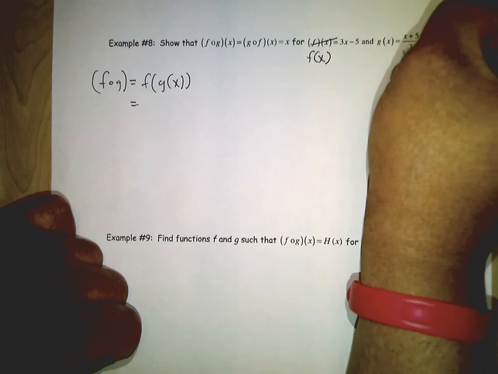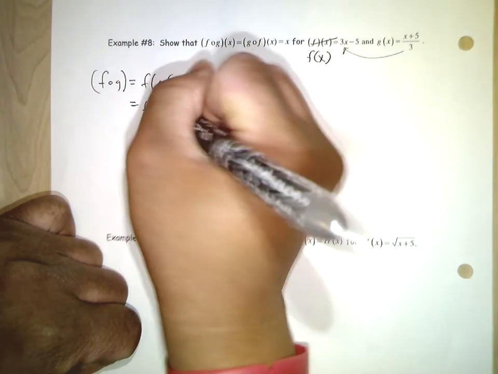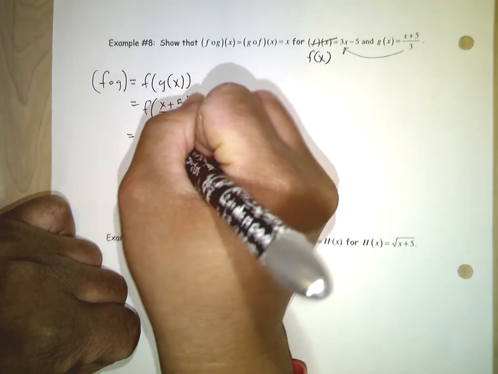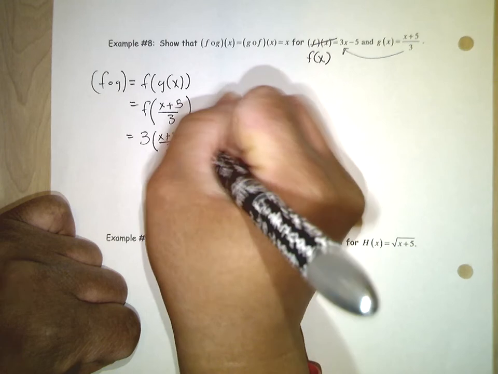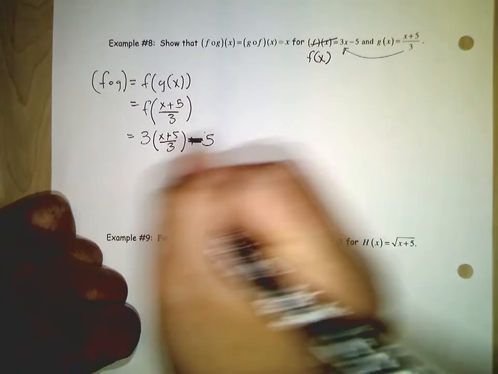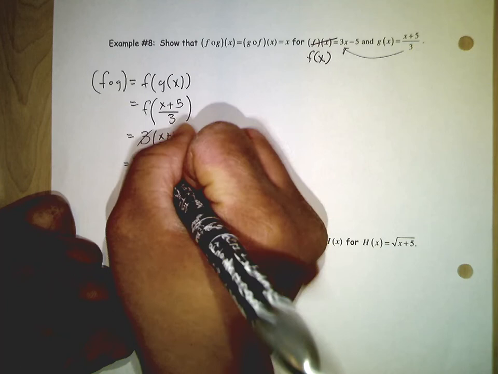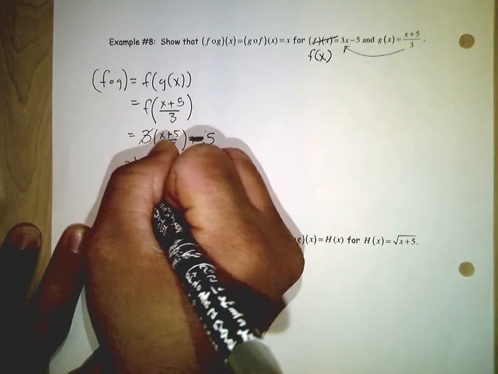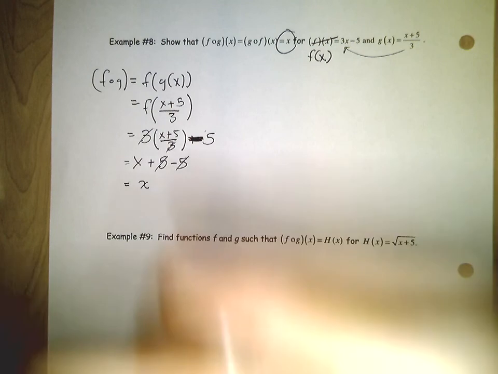So f of g of x, we'll substitute the g of x into f of x, so we have 3 times x plus 5 over 3, minus 5. Divide out the 3's, so we have x plus 5 minus 5. Zero out the 5's, and we're left with x. So we did show that it was equal to x.